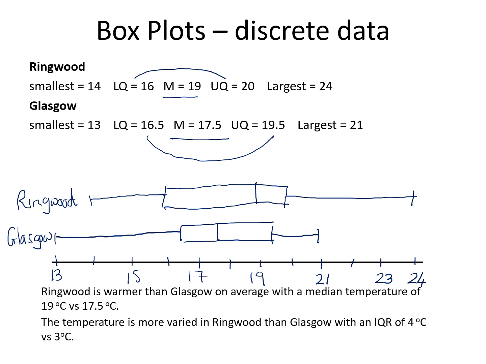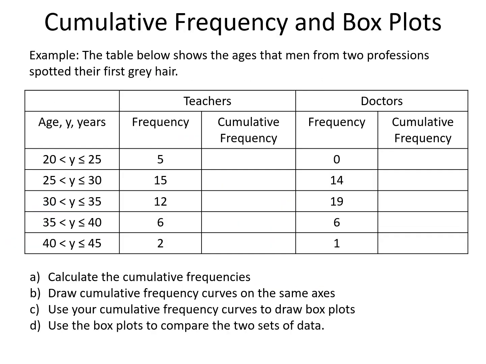Okay, right, let's go to something that's a little bit more familiar then. So this is the same as what we were doing last lesson, but we're just going to do two graphs and we're going to compare the two. So what I'll need you to do is to copy this down into your book. Okay, let's read the context. The table shows the ages that men from two professions spotted their first grey hair, teachers and doctors. Okay, so what we're going to do, copy the table down, pause it if you need a bit more time.